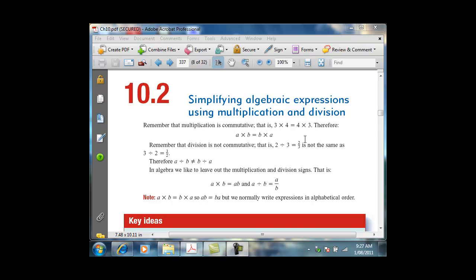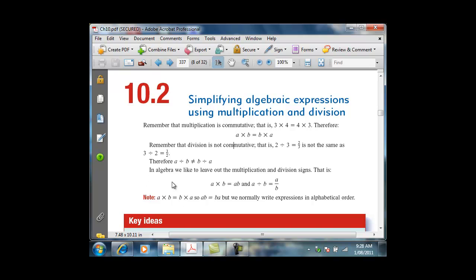The same happens with addition. Addition is commutative. So if it was 3 plus 4, that would be the same as 4 plus 3. Division is not commutative. So remember that division is not commutative. 2 divided by 3 is 2/3, and this is not the same as 3 divided by 2, which is 3 upon 2. And likewise with subtraction. Subtraction is not commutative. Right? Therefore, A divided by B is not equal to B divided by A.